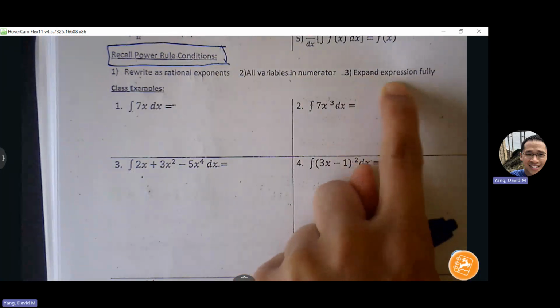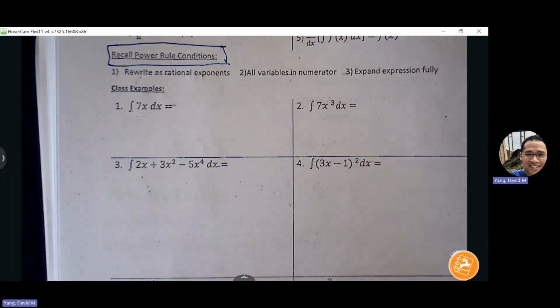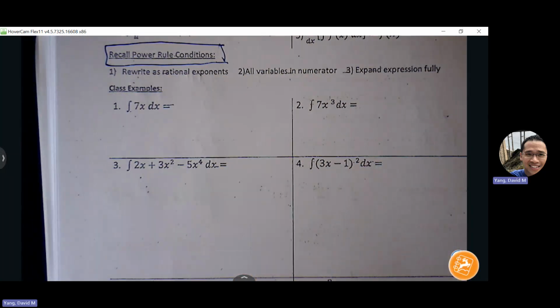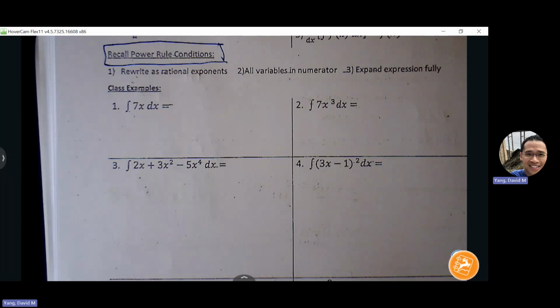And then third, you want to expand your expression fully. If you see any parentheses, you've got to get those parentheses out of the way. You've got to expand, you've got to FOIL. If you see parentheses impacting your expression, you're not going to be able to get to your answer correctly.